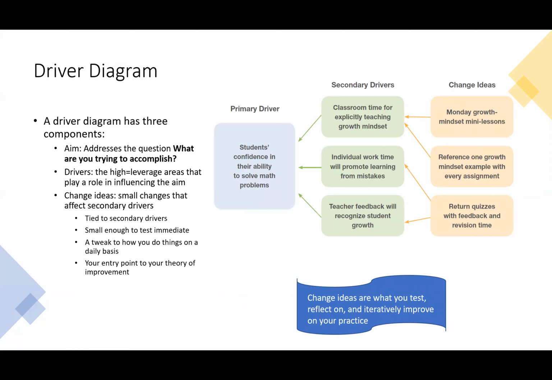So here is an example of a driver diagram. Again, it has the three components: the aim that addresses the question what you're trying to accomplish, the drivers are those high leverage areas, and then here are the change ideas. So the change ideas that address the secondary drivers that then get at the primary drivers. Those change ideas are tied to the secondary drivers. They are small enough to test immediately. They indicate a small tweak in how you do things on a daily basis. So they are not revolutionary school-wide changes. They are very small practices. And they're your entry point to your theory of improvement.